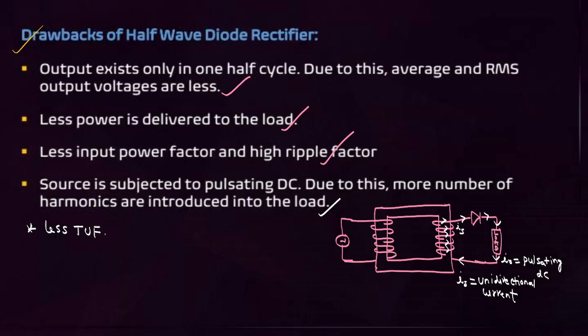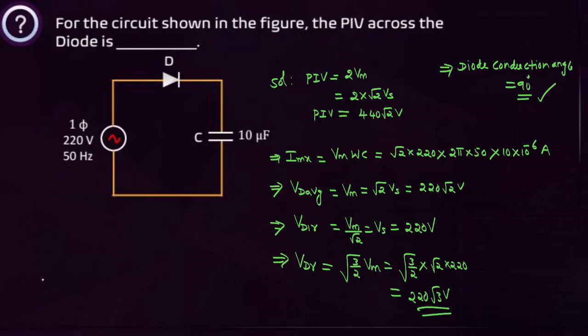These are the drawbacks of the half wave diode rectifier. In the half wave diode rectifier, only one half cycle we are getting output. Source current is fluctuating DC. Because of this, harmonics increase. The average and RMS values are less. High ripple factor, less transformer utilization factor. All these are the drawbacks. To overcome the drawbacks, we are going for full wave.